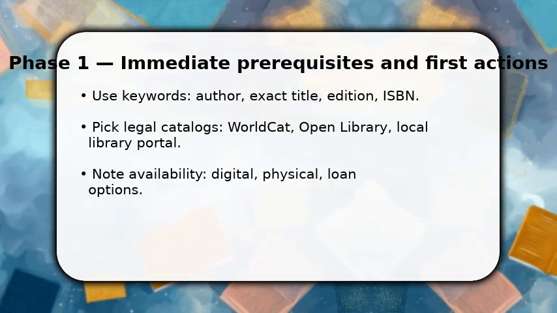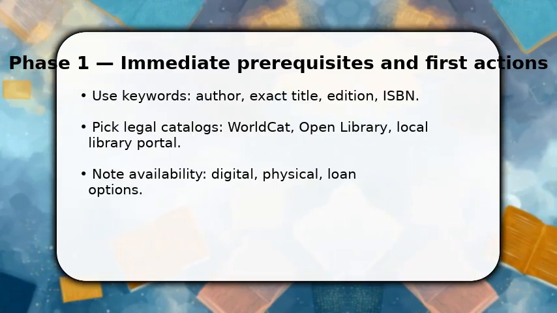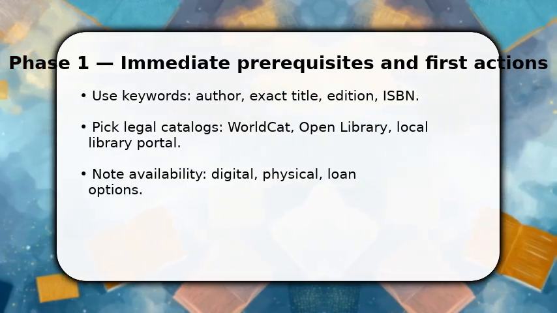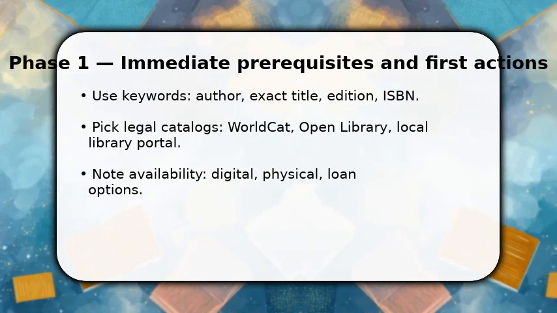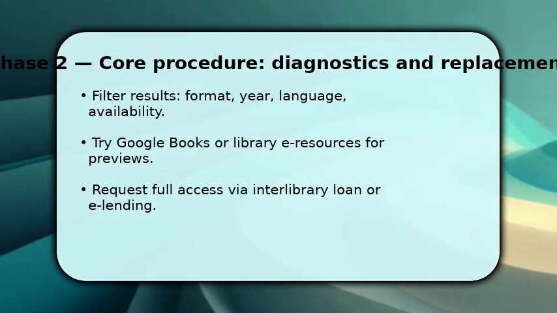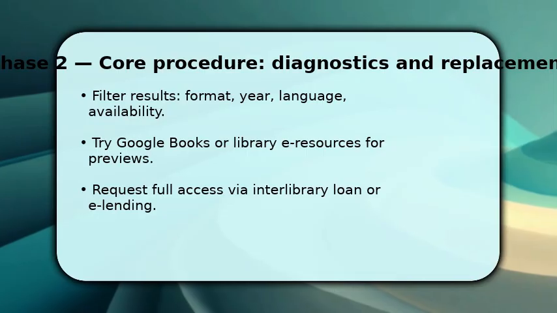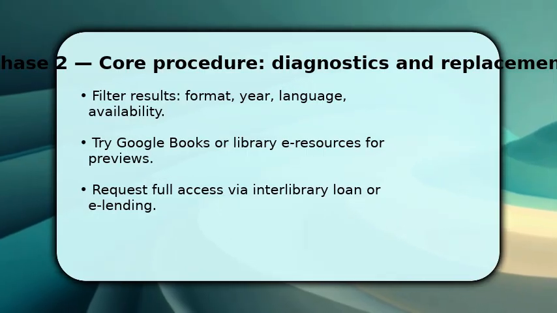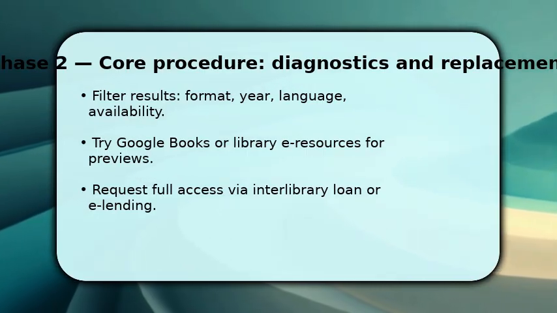If you only have partial info, broaden your terms and add publication year. These steps save time and keep your access legal and reliable. Now refine what you found. Apply filters for format, year, and availability so results shrink to relevant matches.